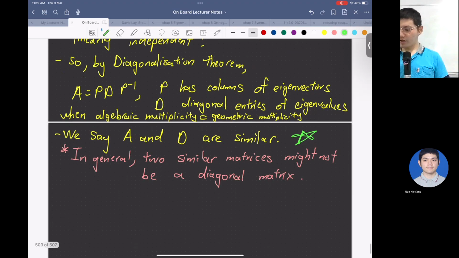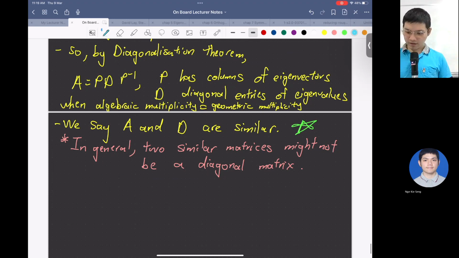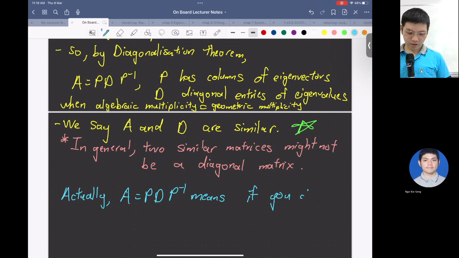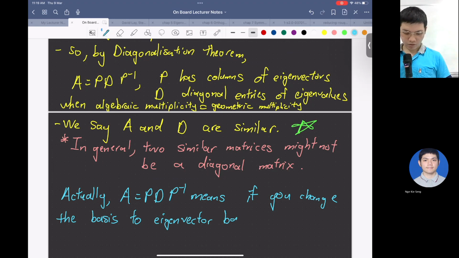So here I want to bring in this concept again. I hope you don't understand, but you will remember. So actually, A equals PDP inverse means if you change the basis to eigenbasis, eigenvector basis, then A acts like a diagonal matrix.